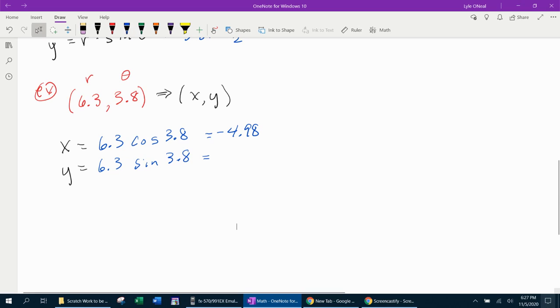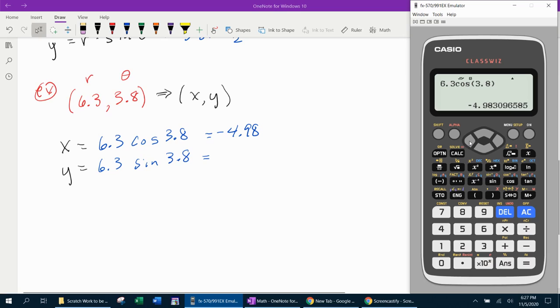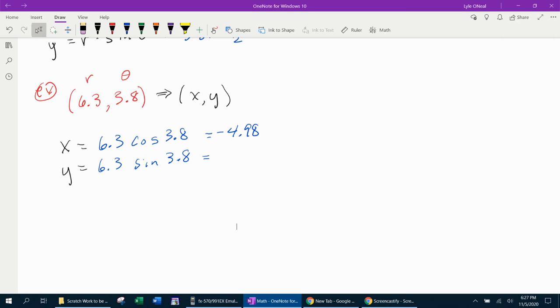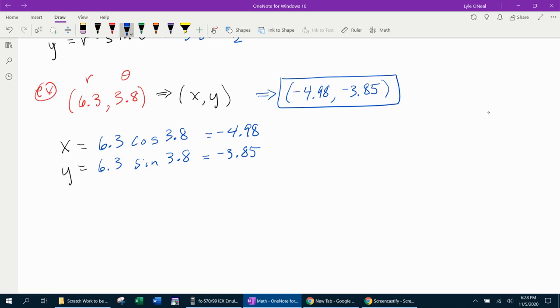And then for the y coordinate, all we need to do is simply back up and delete cosine and insert sine. And that's also a negative value, negative 3.85. And to wrap it up, remember you need to write your answer as an ordered pair. So as an ordered pair, that's going to be negative 4.98, negative 3.85, and we're going to put a box around that because we're done.